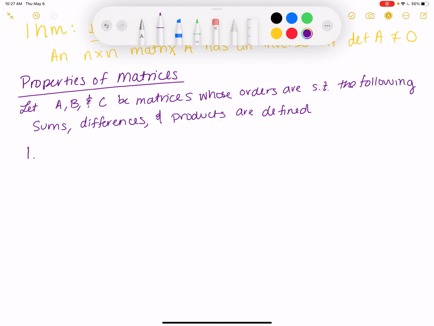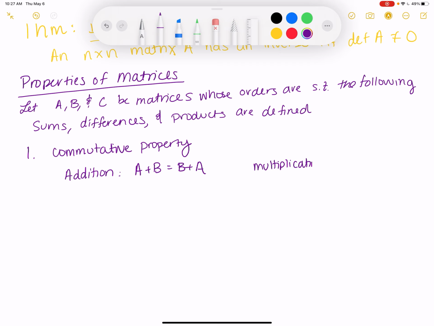1, the commutative property. For addition, A plus B equals B plus A. For multiplication, this does not hold in general.